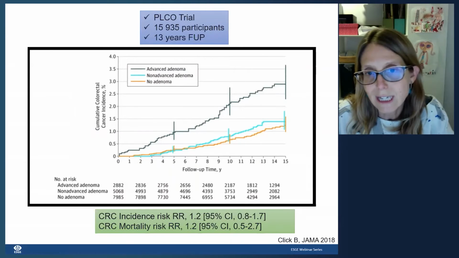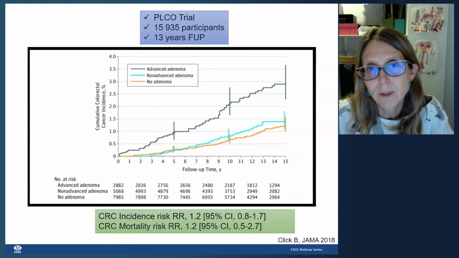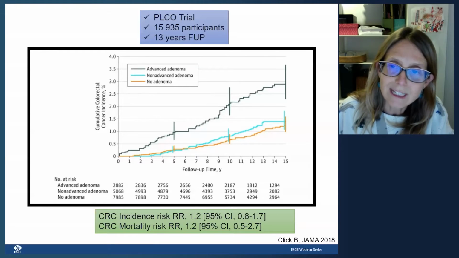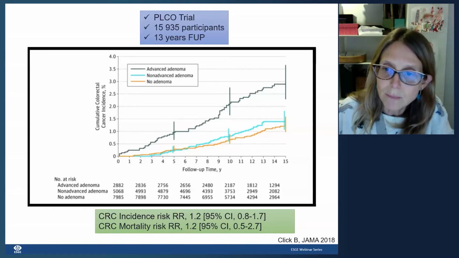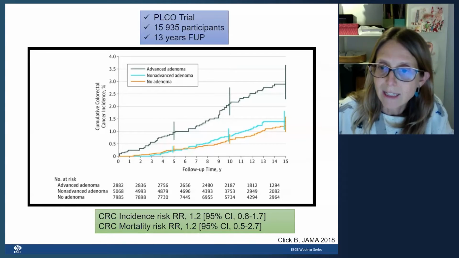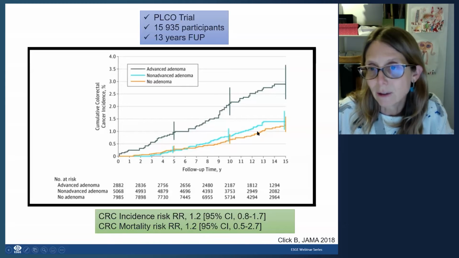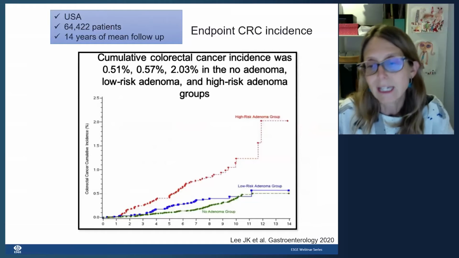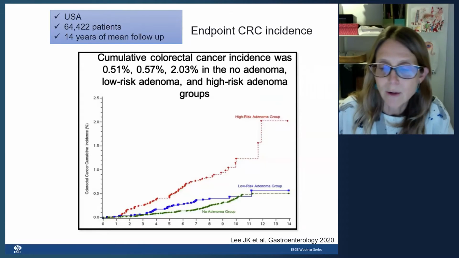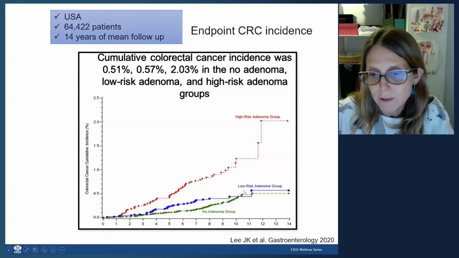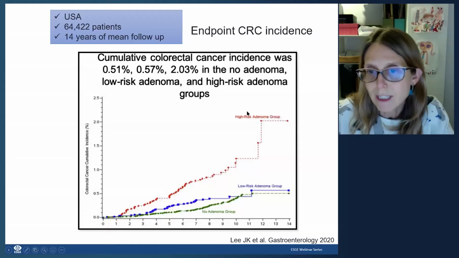We can also see these same results in this trial from the PLCO group in the States with a 13-year follow-up, where you can see very nicely in this graph that those people with low-risk adenomas had the same risk of incidence of cancer during follow-up as those people that didn't have any adenoma, and very different from those with high-risk adenoma. And again, you can see that within this other study from the States, where the two curves from the people with low-risk adenomas and no adenomas are very similar and very different from the ones with high-risk adenoma.